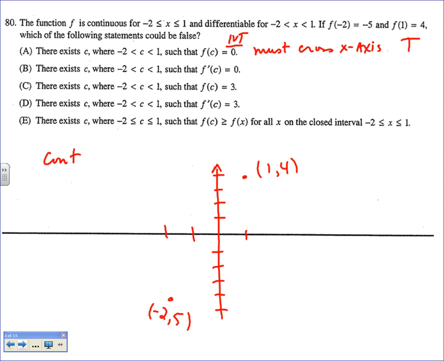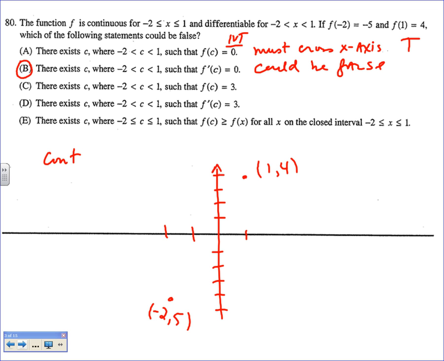B says there exists a c between negative 2 and 1 such that the derivative equals 0. Well, that could be true, but we could have a simple line segment between these two endpoints that would be differentiable everywhere, would be continuous, and would not have a local max or min. So it seems to me right away that B could be false. This could be false.